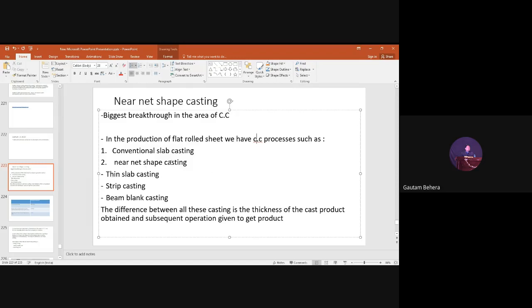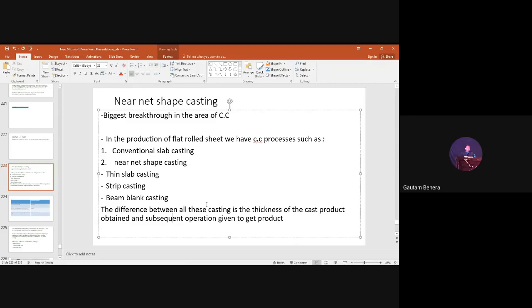So what are the other classes of near net shape casting? Or what are the different types or categories? One is the thin slab casting, one is the strip casting, one is the beam blank casting. This is not in your syllabus, we'll not discuss this one. We'll discuss the thin slab casting and strip casting. So thin slab casting and strip casting are different categories of near net shape casting, right?